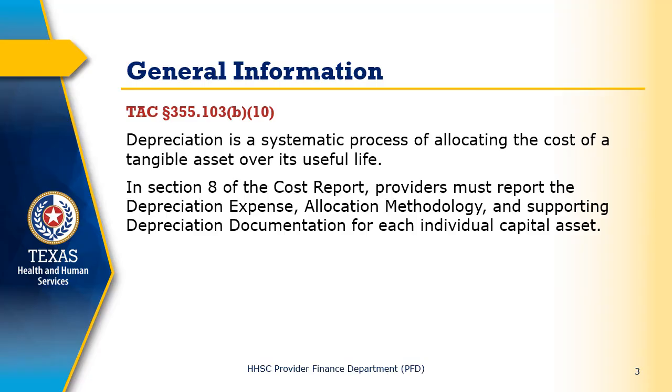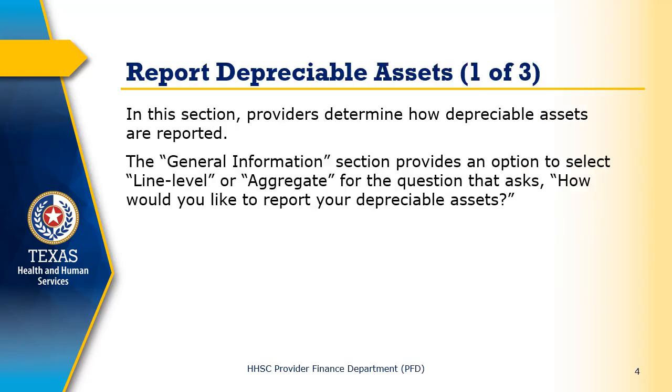For further guidance on reporting requirements, please refer to Title 1, Texas Administrative Code, Section 355.103(b)(10), which outlines the specifics of depreciation in financial documentation. In this section, providers will determine their preferred method for reporting depreciable assets, choosing between summary level and line level options. The difference between aggregate depreciation and line level depreciation lies in how assets are grouped and tracked for accounting and reporting purposes.